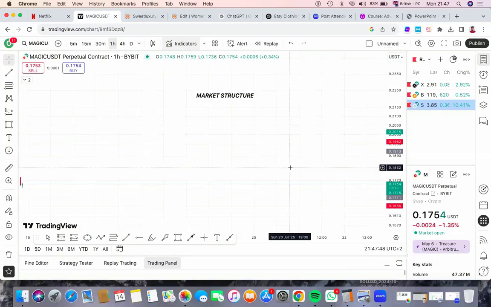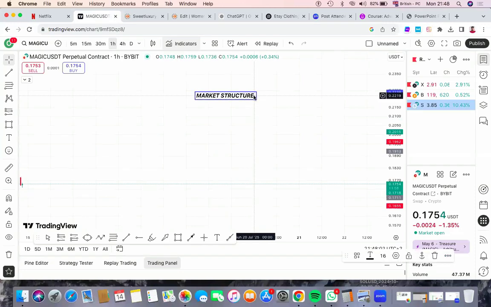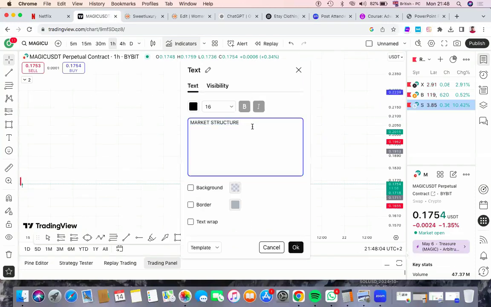So when we say we have our market structure, we want to be able to define trend, right? We want to be able to define trend. So first, for you to determine market structure, you want to define trend.